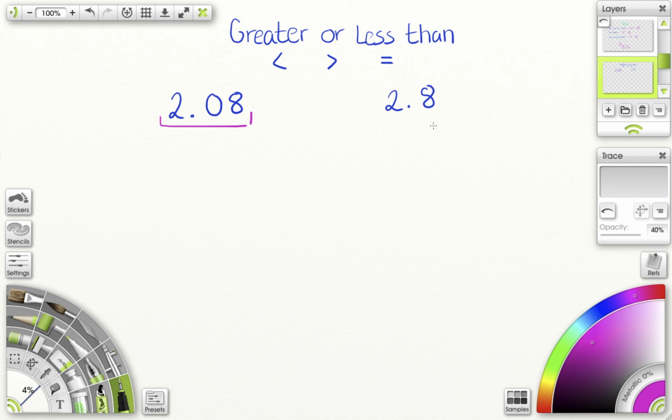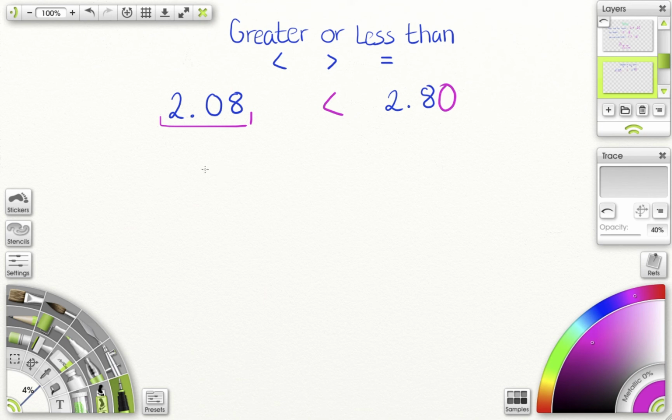One way is, would you rather have $2.08 in your pocket, or would you rather have $2.80 in your pocket? $2.80 because that's bigger than 8 cents. So we know that this one is bigger. So remember, bigger, we put that large opening toward the bigger number.